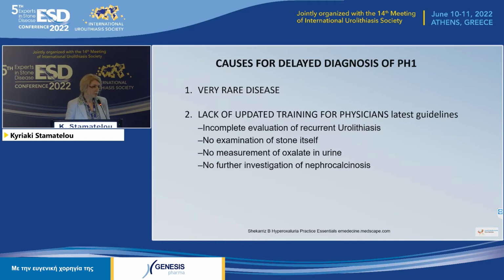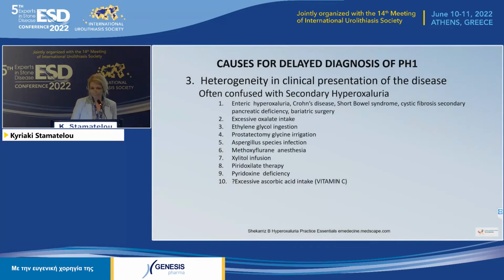We do not perform a complete metabolic evaluation when the patient has the indications, and we do not examine the stone itself appropriately. We do not measure oxalate in the urine in certain areas; there is no lab possibility there. And we do not investigate further cases of nephrocalcinosis. We just attribute it to CKD and go ahead with it.